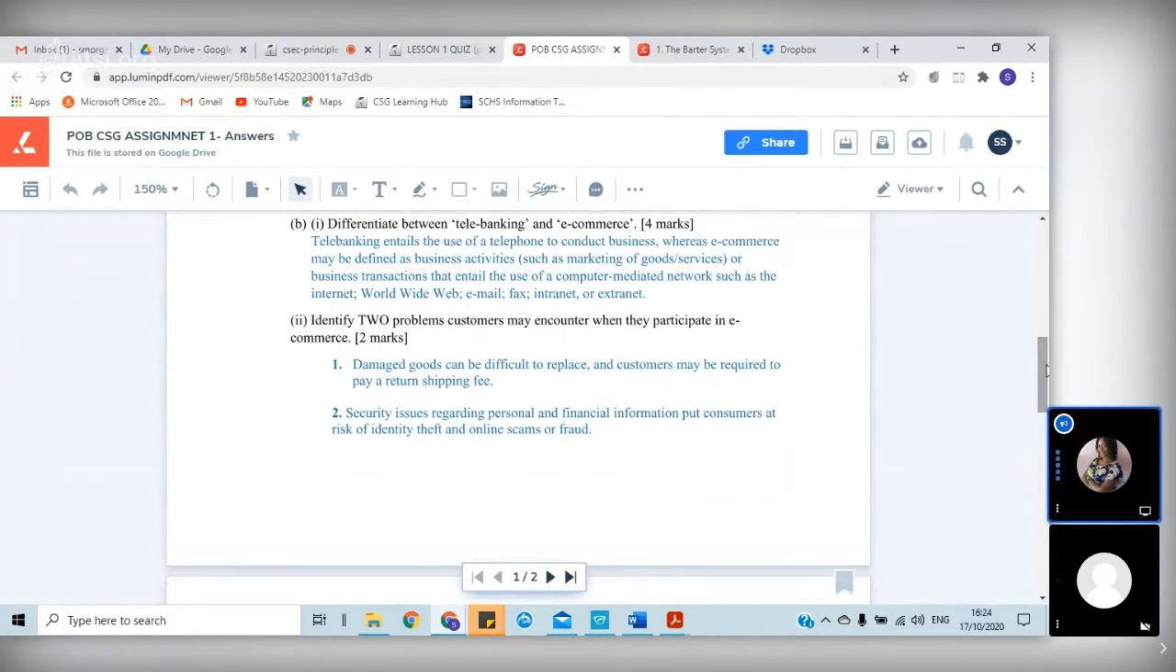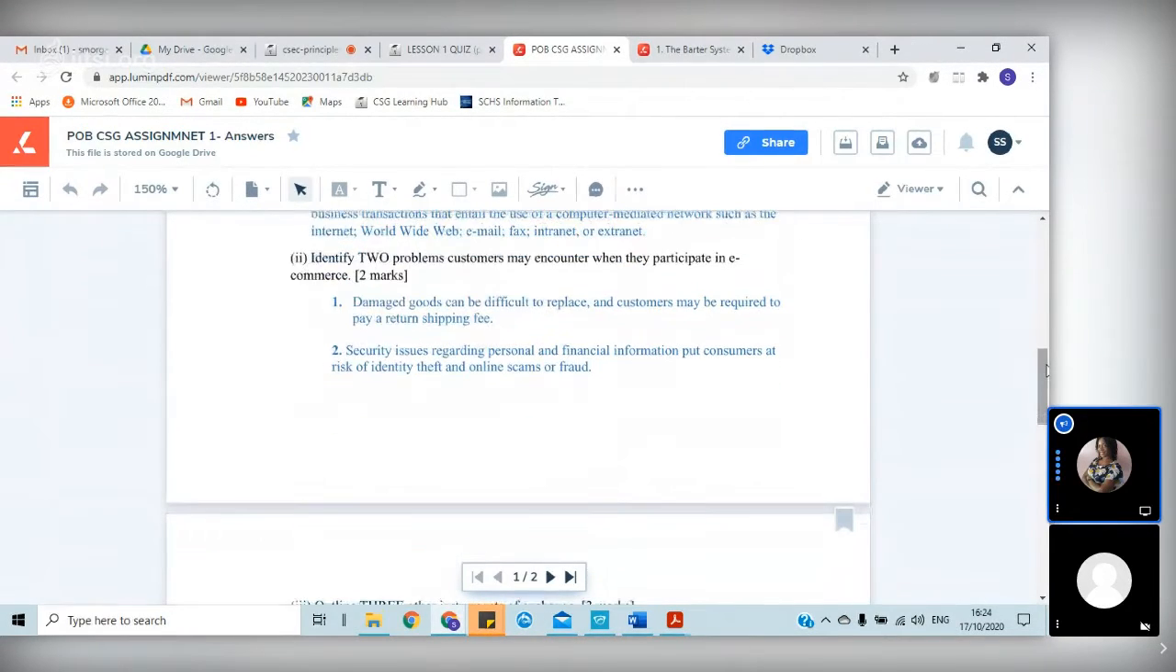The ones that I have here as well is that damaged goods can be difficult to replace, right? So yes, you can return them, but it may be a lengthy process. And also, customers may be required to pay a return shipping fee when they're returning the items. The second one here is that security issues regarding personal and financial information put consumers at the risk of identity theft, as was mentioned earlier, and online scams and fraud as well.